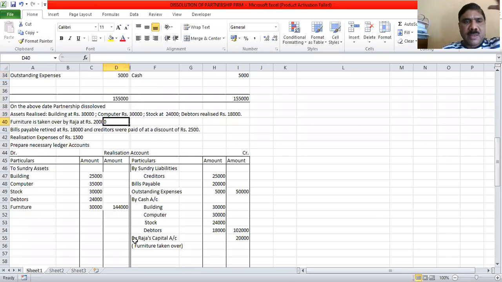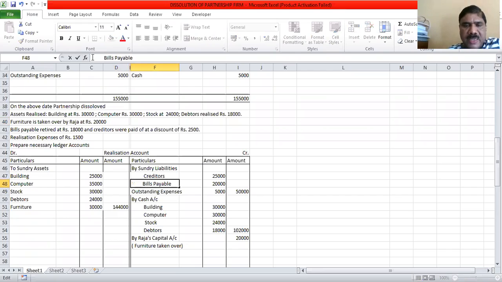Next, bills payable retired at rupees 18,000 and creditors were paid at a discount of 2,500 and realization expenses of rupees 1,500. Bills payable and creditors are called liabilities. Liabilities we transferred to the realization account on which side? Credit side. Now we are paying those liabilities, so where should I record? Debit side.